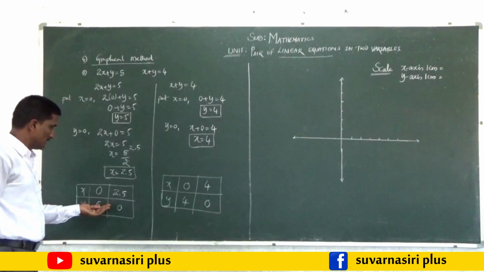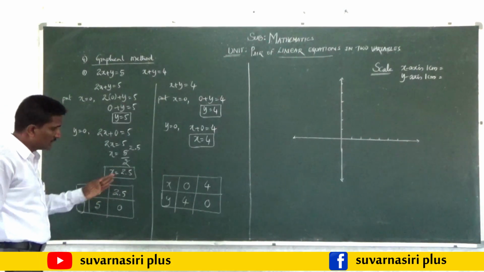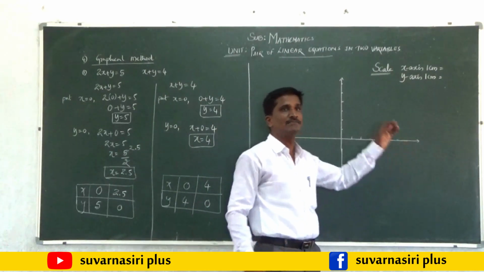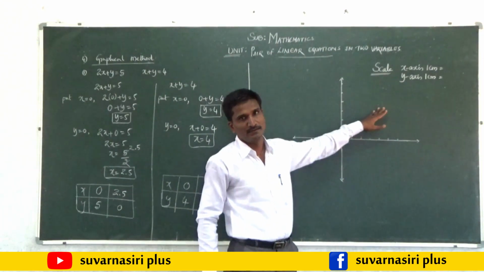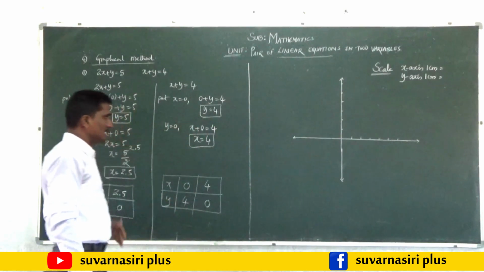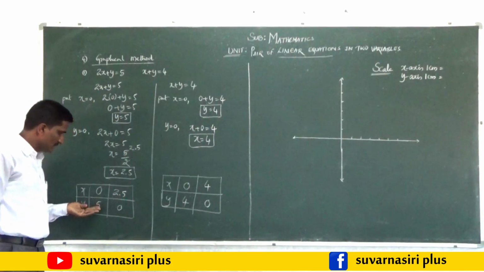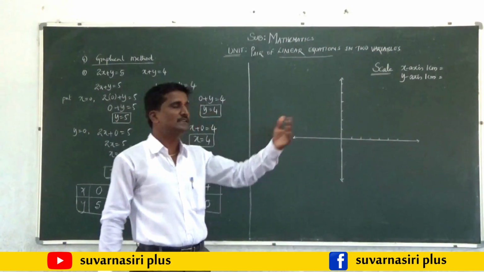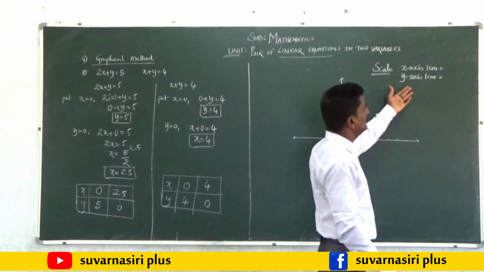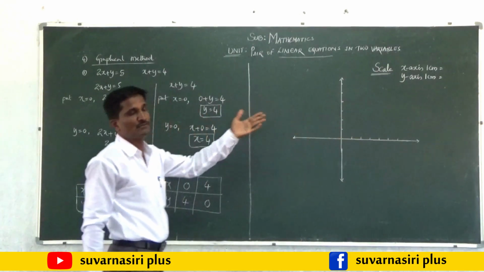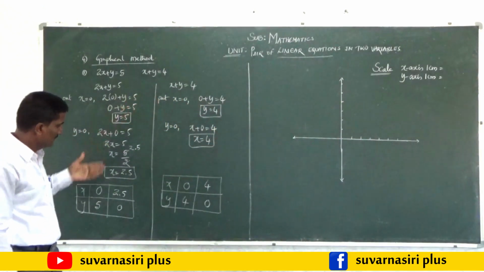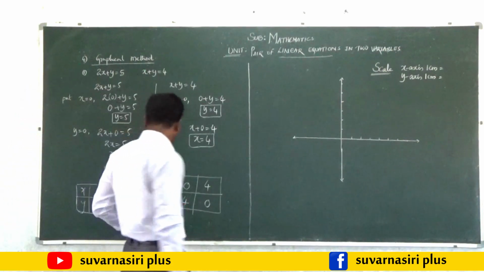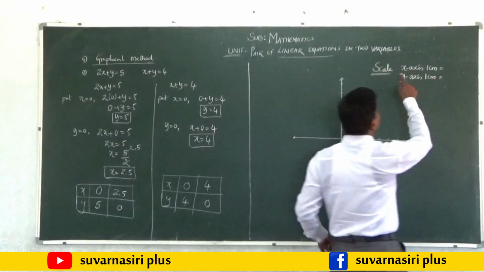After getting this table, you have to see the values. All are positive. If all values are positive, the graph will come in the first quadrant. And the second point is, see the values. Whether the values are more than 10 or more than 20, at that time you have to change the scale. Otherwise, there is no need to change the scale. As it is, you can write 1 centimeter is equal to 1, because all the values are less than 10 or under 10. So, you have to write the scale.